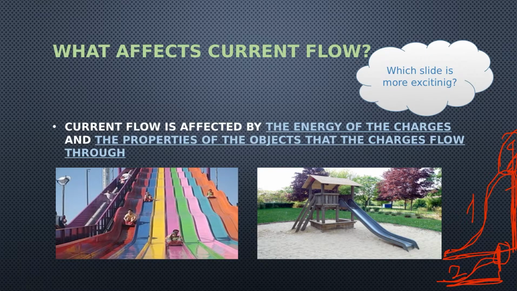This slide is higher than this slide, so you have more potential energy here and less potential energy here. The more potential energy will be translated into more kinetic energy, so you will move faster. And here, with less potential energy, you have less kinetic energy, so you will move slower. So you can compare between these two pictures. Which one is more exciting for you, do you think?